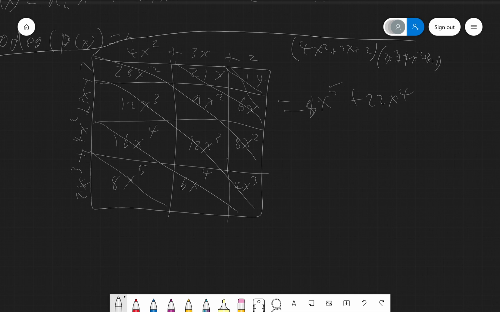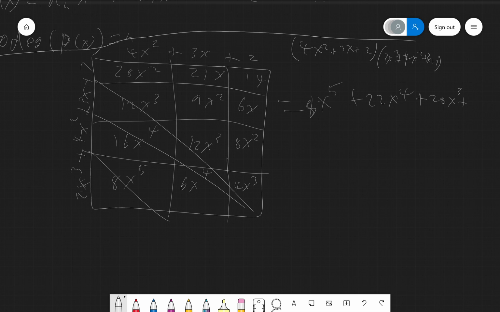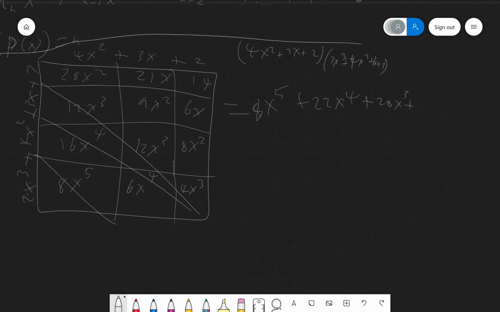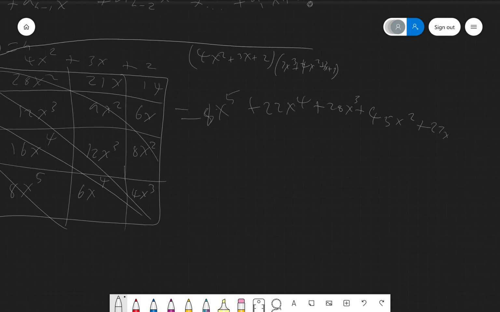Then there are 3 x cubed terms from this diagonal pattern. I'm going to erase it because I can't see. Okay, and now I'm just going to keep those. So now all the x cubed terms are 24, 28x cubed. Then we have x squared terms, which is 36 plus 9, or 45x squared, plus 27x, right? 21 plus 6 plus 14.